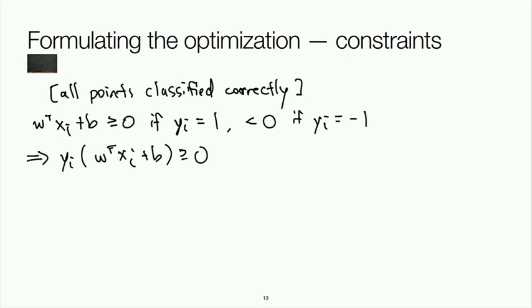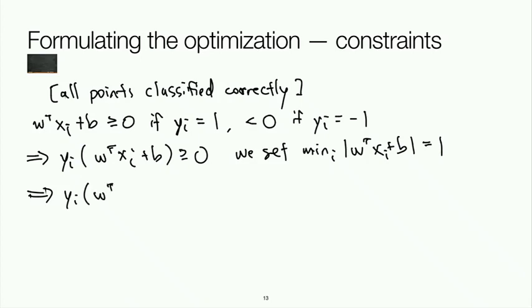This is convenient, but there's one more thing we can do, which is based on how we formulated our objective on the previous slide. Remember, we set the minimum of the absolute value of W transpose Xi plus B to 1, which means that this thing, at least in terms of absolute value, will never be less than 1. Yi's are always either negative 1 or 1. So I can actually write this as Yi times W transpose Xi plus B is not just greater than or equal to 0, it's actually greater than or equal to 1 for all of my data points. And that turns out to be the key ingredient we need in order to complete our SVM formulation.